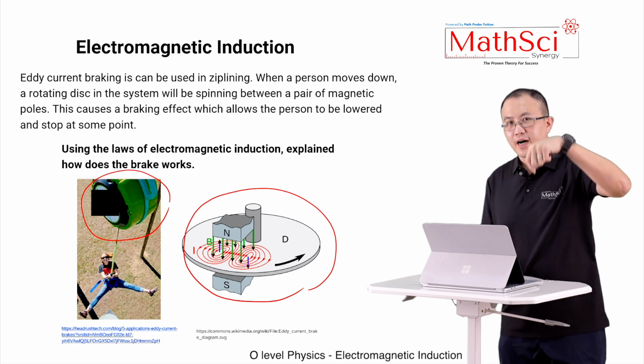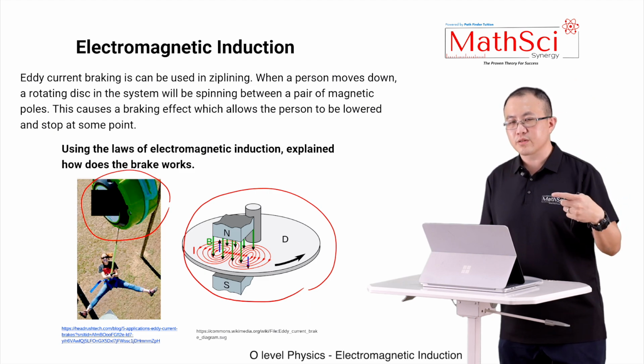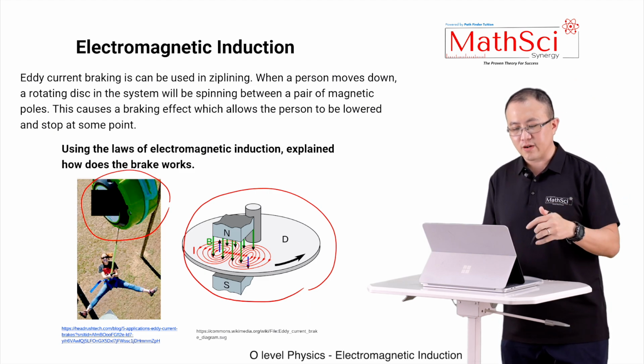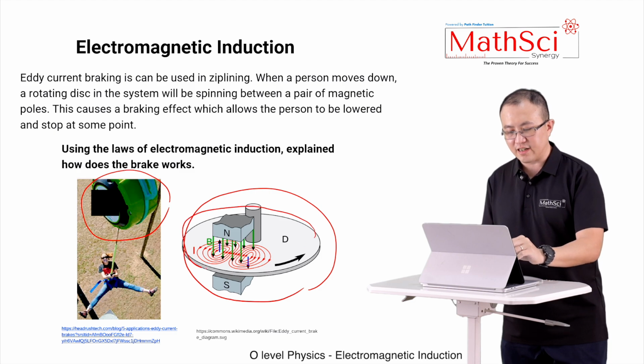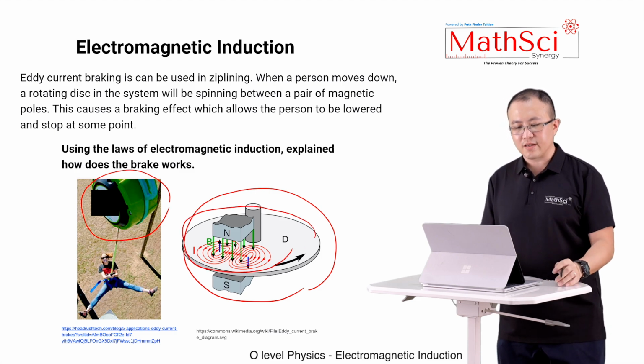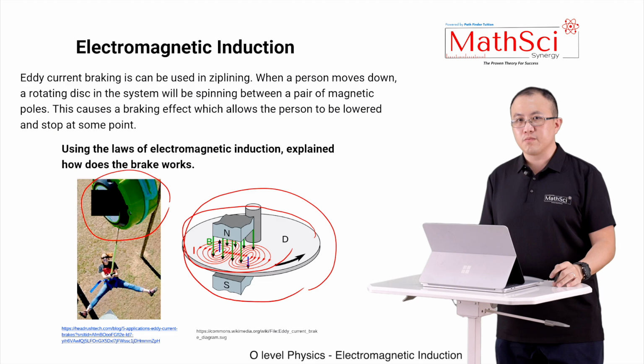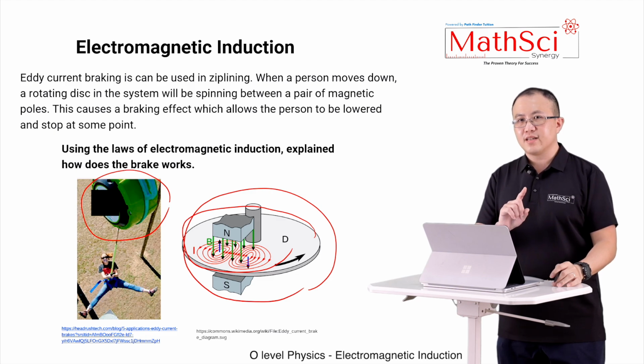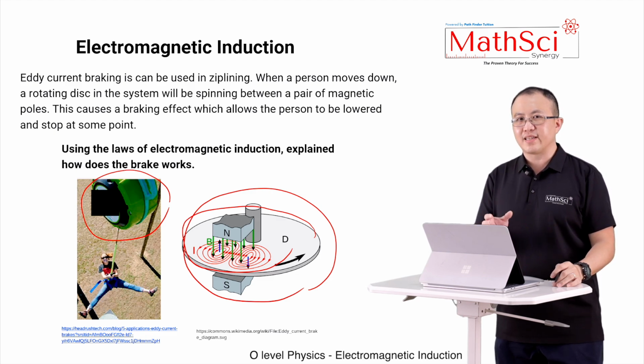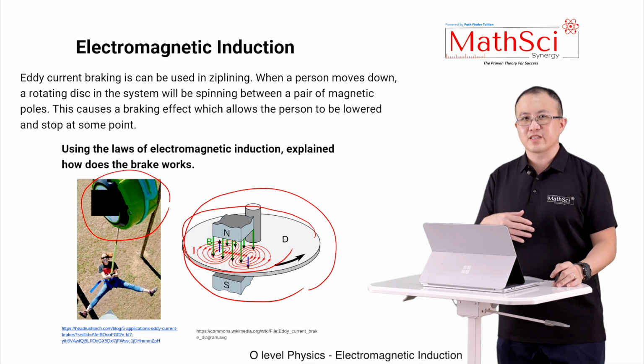Because when you pull down, the string will be causing the wheel to spin. And this spinning will actually cause the disc itself to be spinning within the magnetic field, and thereby causing some braking effect. But take note that it won't make sense if, let's say, the magnet is constantly on. Otherwise, the person will not be able to go down because there's always a braking effect.